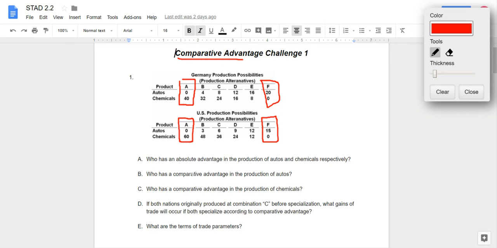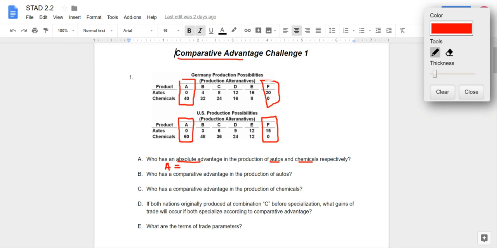So I'm just going to go ahead and square these up so that we know what we're talking about this whole time. Okay, the first question is, who has an absolute advantage in autos and chemicals respectively? First we're going to look at autos. I'm going to put an A here to represent autos. Absolute advantage simply means they can outproduce the other one. It has nothing to do with how many resources they use. It has everything to do with, if they spend all of the resources on producing just one thing, can they outproduce the other nation? So for autos, our auto side is F. That's where we're producing only automobiles and no chemicals.